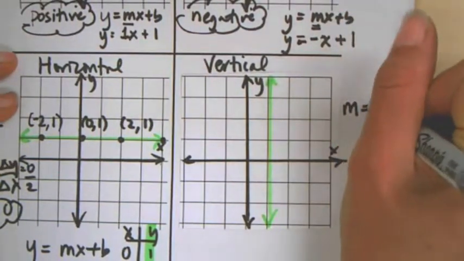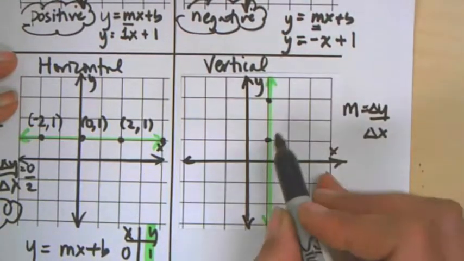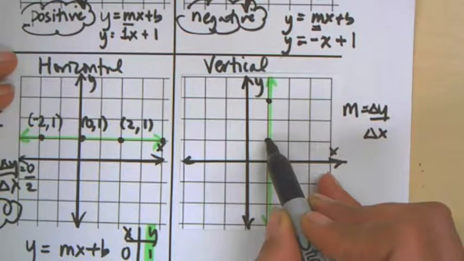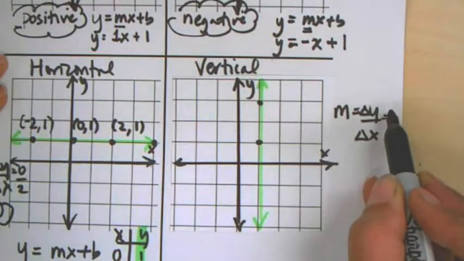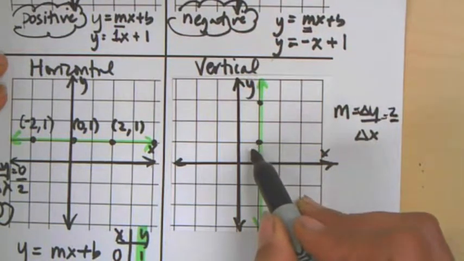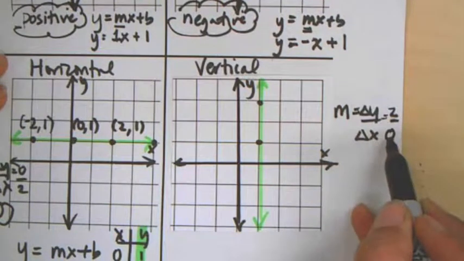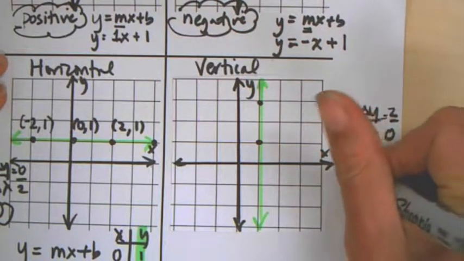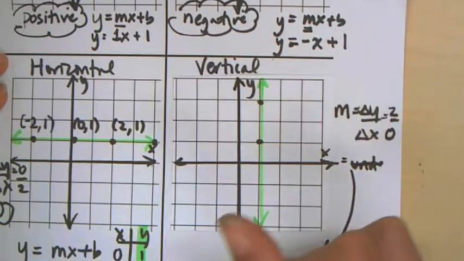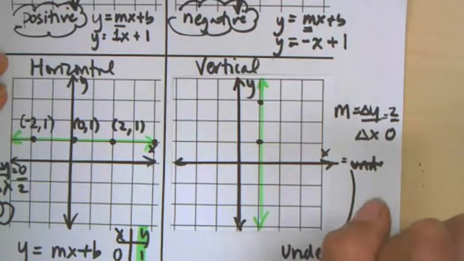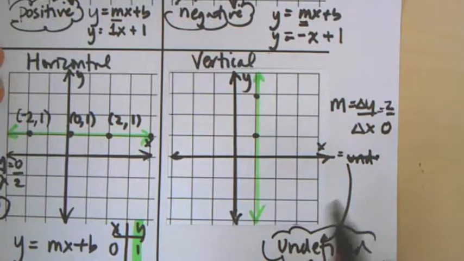if I went to find my slope and I did the change in y over the change in x and I picked 2 points, how much does it change in the y direction between those 2 points? Like 2. But in the x direction, 0, and we know that we cannot divide by 0. So this is undefined. So it has an undefined slope.